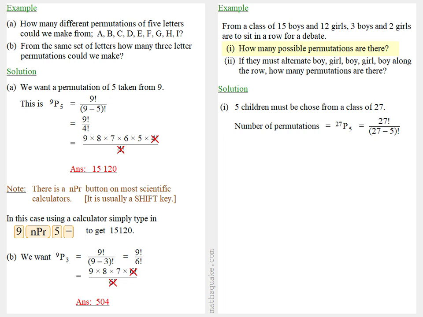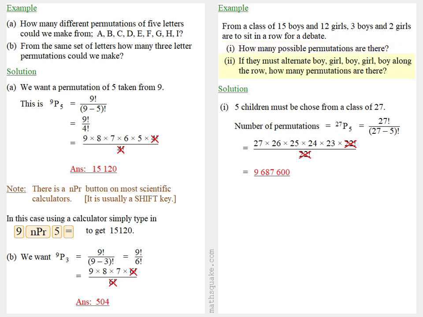over 22 factorial. So we can write it as 27 times 26 times 25 times 24 times 23 times 22 factorial divided by 22 factorial. The 22 factorials cancel and we're left with 9,687,600.